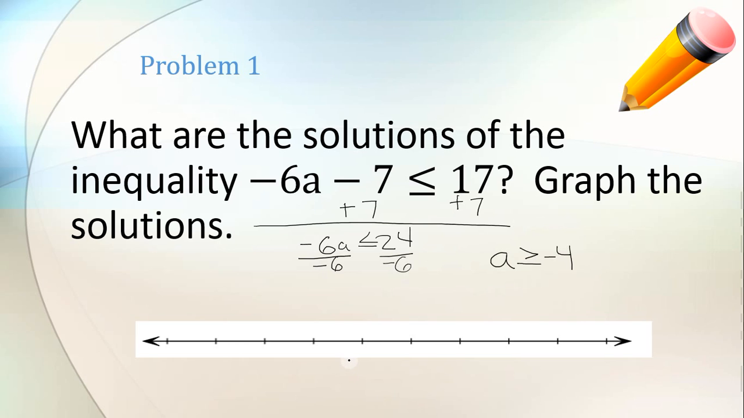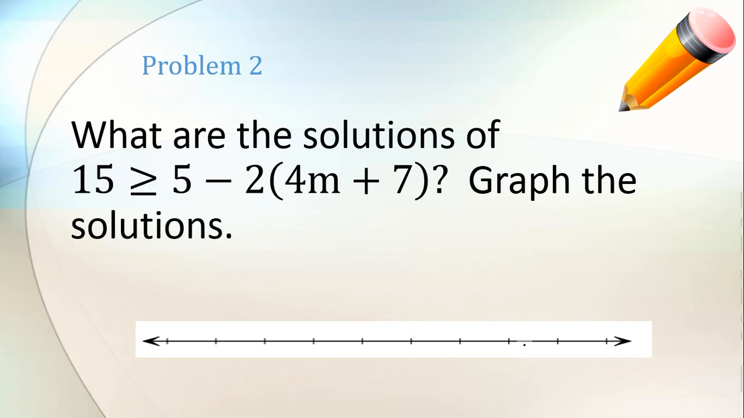Then we need to graph it. So I'm going to put negative 4 in the middle, negative 5 over here, and then negative 3 over here. Now if you remember, since it's greater than or equal to, I'm going to put a closed dot at negative 4. Then I'm going to shade to the right because they want a's greater than negative 4. So my a's greater than negative 4 would be to the right.